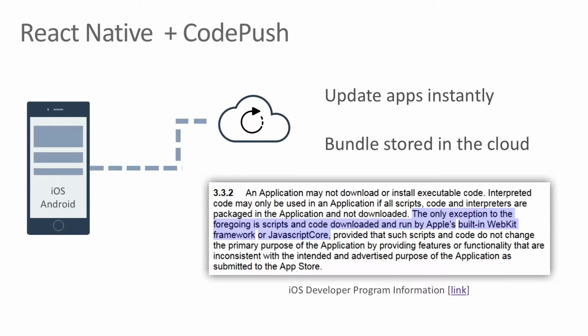"The only exception to the foregoing is scripts and code downloaded and run by Apple's built-in WebKit framework or JavaScript core." What they're saying here is that everything else has got to pass through the App Store. But if you've got JavaScript that's just executing in the DOM or executing in JavaScript core, in that kind of background thread, you are hunky-dory, A-OK to publish updates. Now, it's worth noting that the "or JavaScript core" piece at the tail end of that phrase just got added into Apple's terms and conditions within the last couple of months.